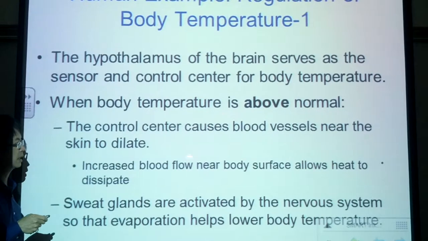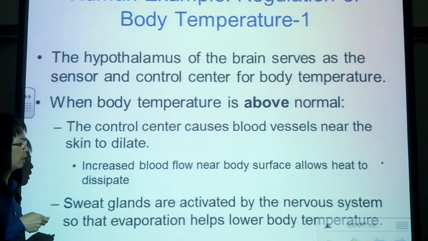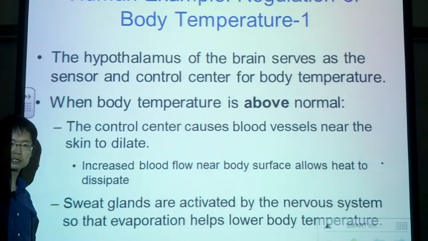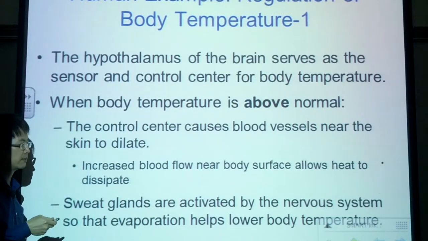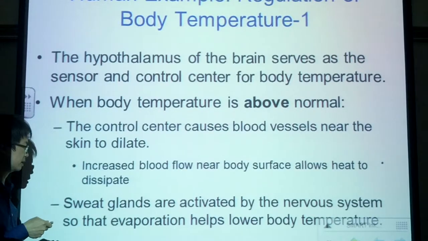And the control center, the hypothalamus, can control the blood vessels near the skin to dilate. If our body temperature is too hot, maybe on a hot summer day, then we will dilate the blood vessels near the skin so that it will increase blood flow near the body surface, so that we will allow more heat to dissipate to the surrounding air.